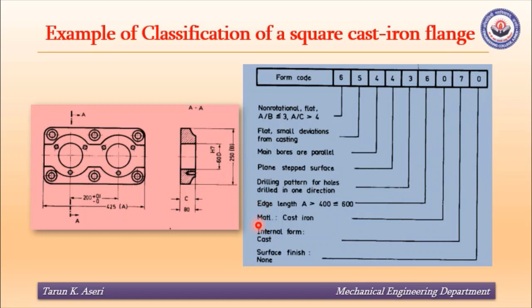Further, after the form code, the next code is the material. For cast iron, we assign 0. For the internal form of cast iron, the raw material would be 7, and for surface finish, no kind of surface finish is there, so we assign 0. So now if the code of this product is 6544366070, we can say how this part will look. We can make a picture. The part would be like this, because the A by B ratio is less than 3, which means that the product is a small one.